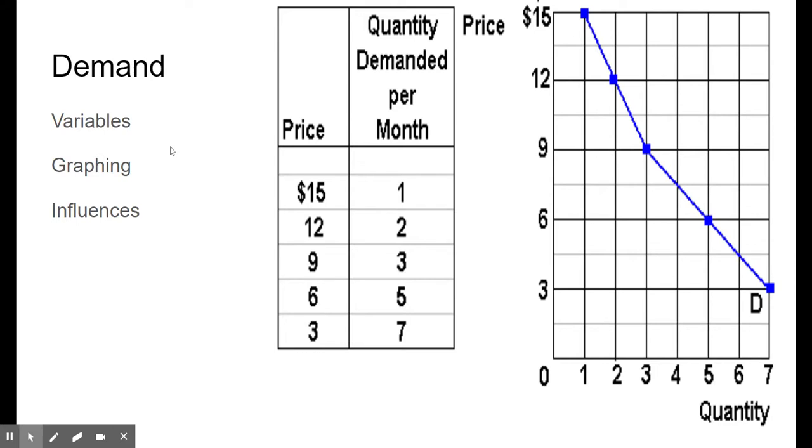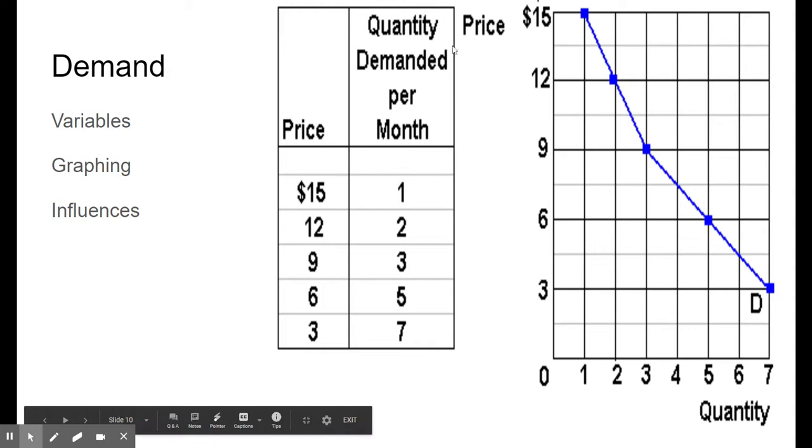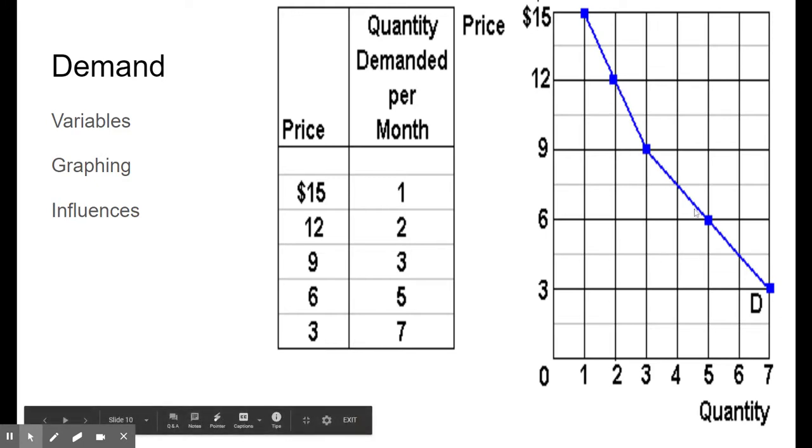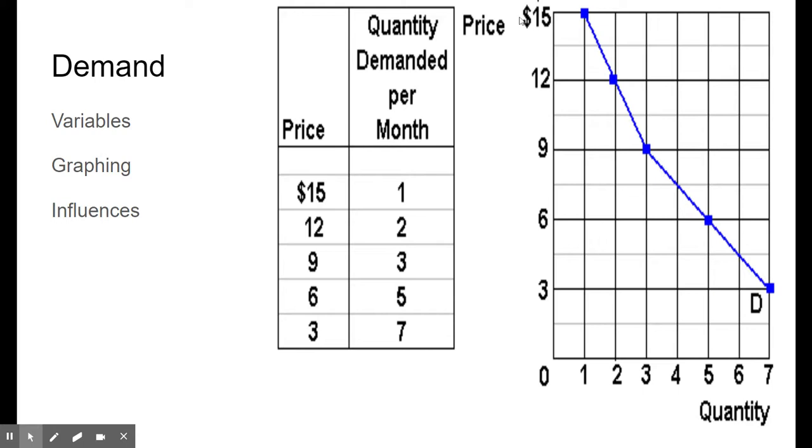And so whenever we graph this, we use it just like we do in algebra. So the x variable is quantity and the y variable is price. So quantity goes on the x-axis, the horizontal axis, and then price is the y variable, goes on the vertical axis. So each of these points, $15 and 1, we then plot over here: $15 and the quantity is 1. So we plot a point there. $12 and the quantity is 2. We plot another point there. And we plot each of these points until we end up with a demand curve.